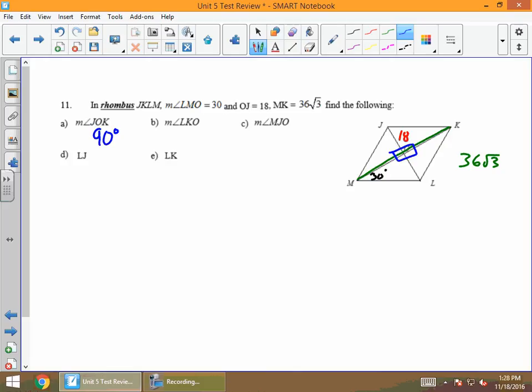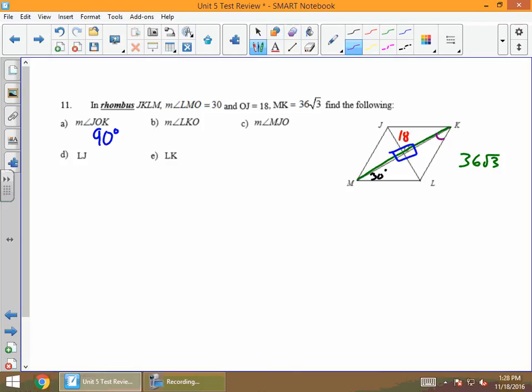So let's do the next one. LKO. Where's LKO at? Let's look. LKO, this angle right there. What is the measure of this angle? 90. No, it's not. We don't know. I don't know. Again, that's why we're going to have this.